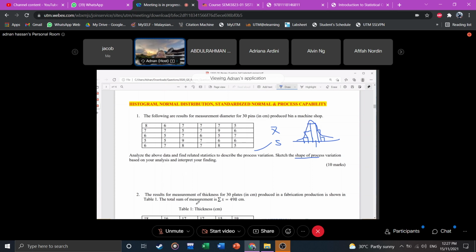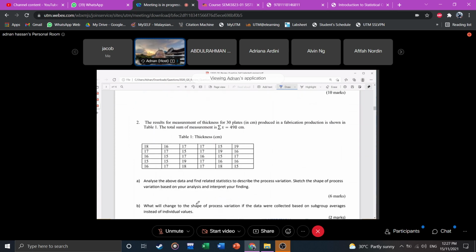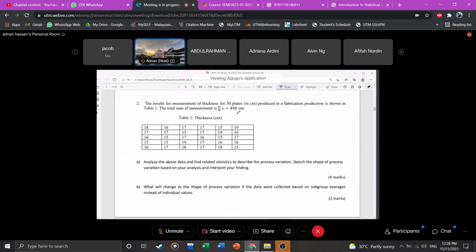Question number 2: 30 plates produced in a fabrication production are shown in table 1. The total sum of measurements is 498, so the sum is already given. What you need to do is analyze the data and describe the process variation. Again, this is understanding of distribution. Sketch the shape, please analyze and interpret. So it's almost the same as previously.